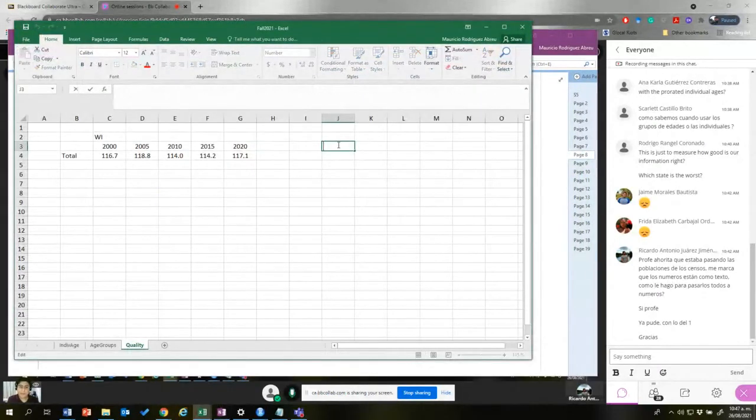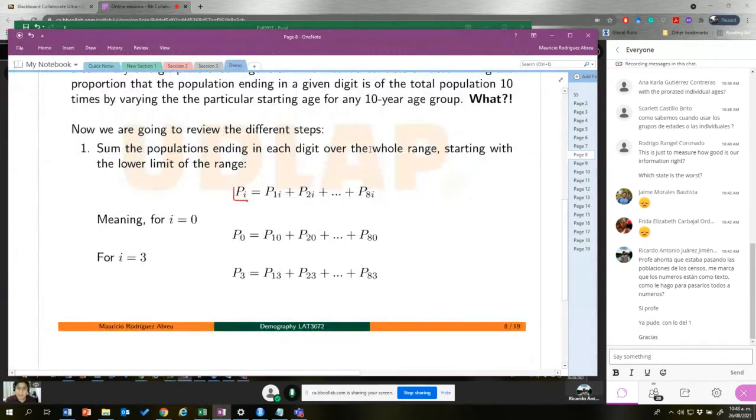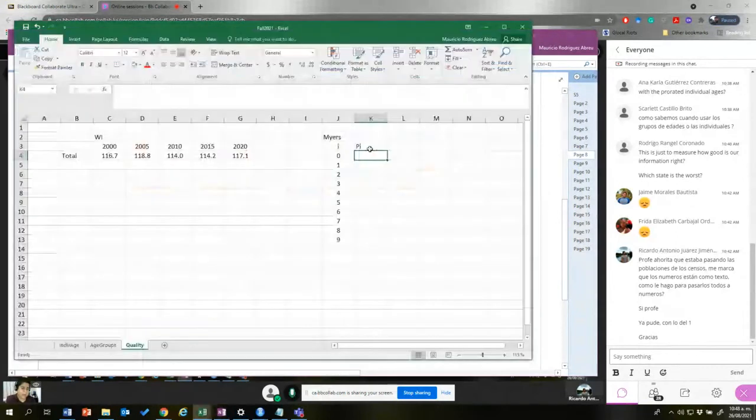So I'm just going to do it here. Meyer's, and I'm just going to start with I. 0, 1, 2, 3, all the way to 9. So these are the possible values of I, right? The digits that we have. Now, P sub I, according to this guy, is add all populations with 0 as the last digit.